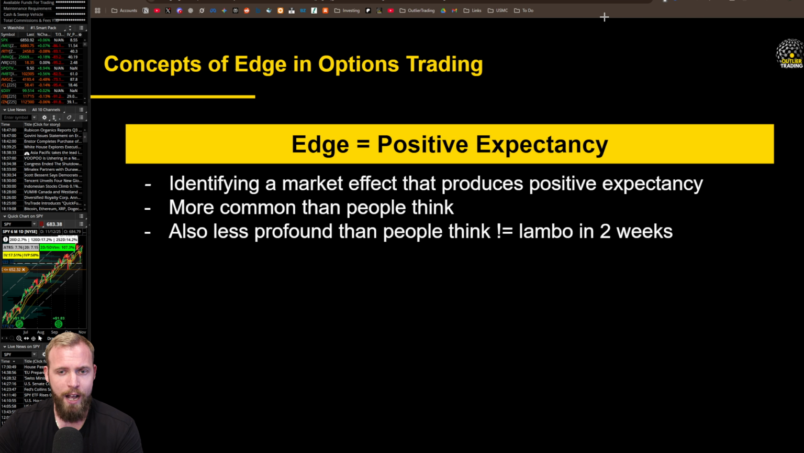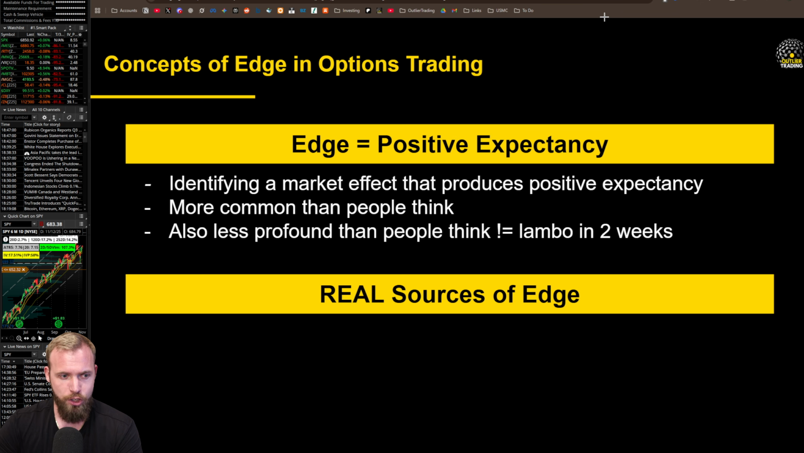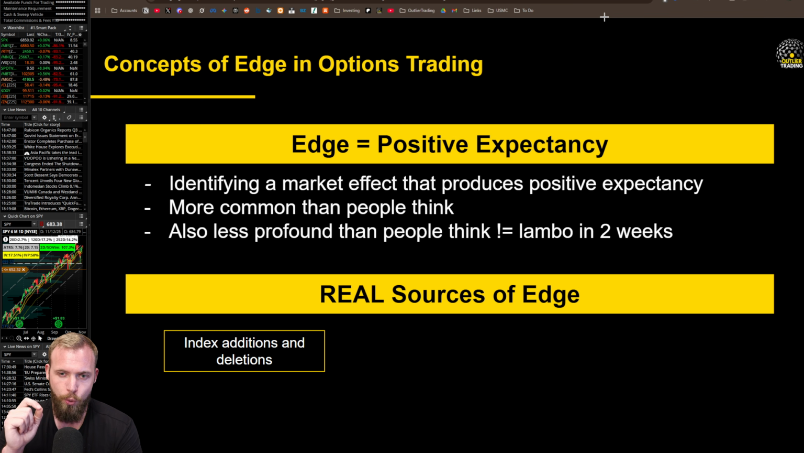So we now know what edge isn't. We know what edge is. Let's talk about where we can find edge. And then I'm going to give you literally a step-by-step guide. Real sources of edge exist in market effects. Market effects that we can make money from, I refer to as profit mechanisms. The reason for this is there are plenty of market effects that we cannot monetize, but they're still there, they're just not reachable due to things like friction, the cost of doing business, cost to carry, stuff like that.